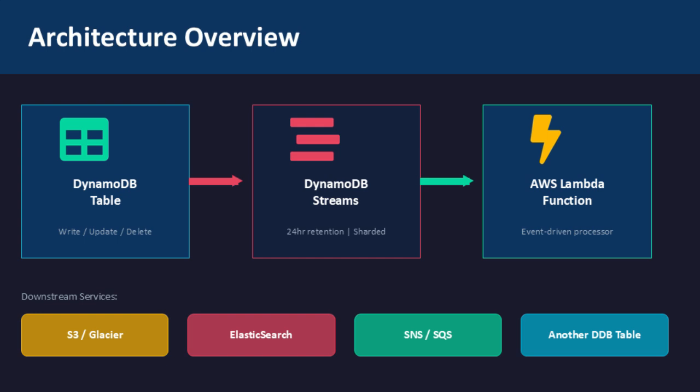On the right, AWS Lambda is configured as a trigger. It polls the stream, batches the records, and invokes your function. Your Lambda then sends the processed events to downstream services. Could be S3 for storage, Elasticsearch for search, SNS or SQS for messaging, or another DynamoDB table for aggregation or replication. The key thing here is that you, the developer, only write the Lambda logic. DynamoDB manages the stream, Lambda manages the polling. You just react to the events.